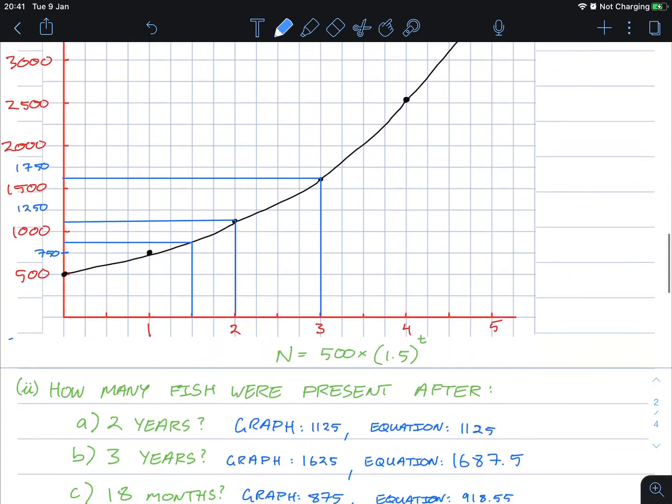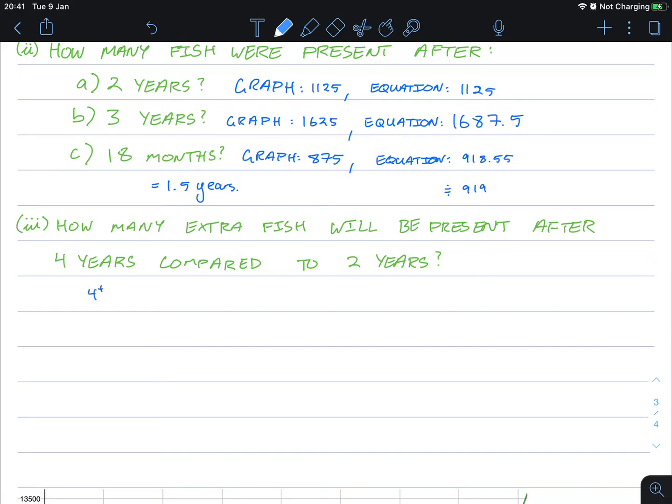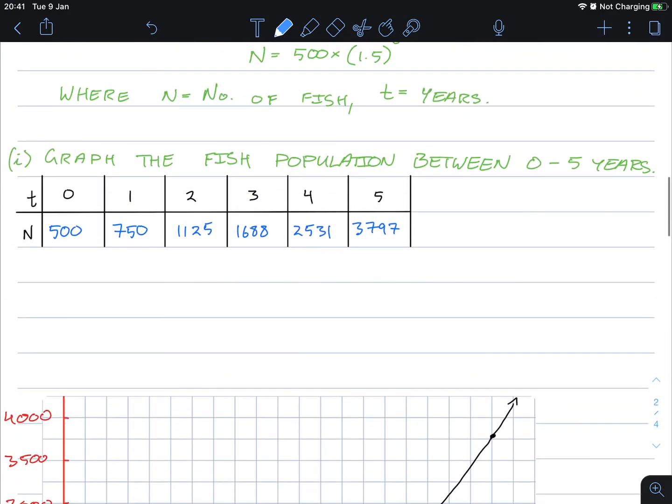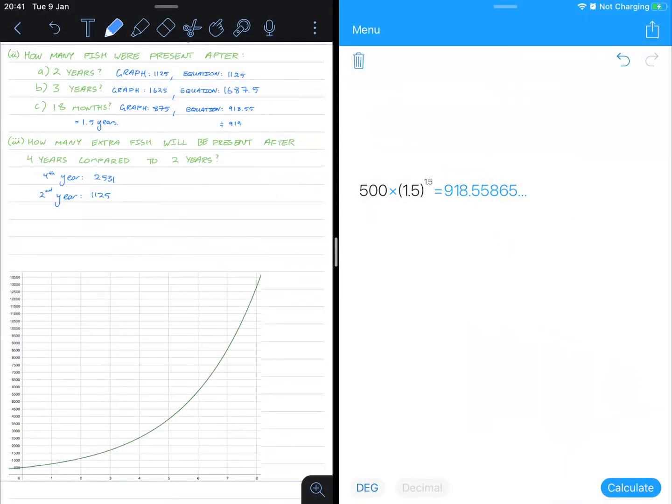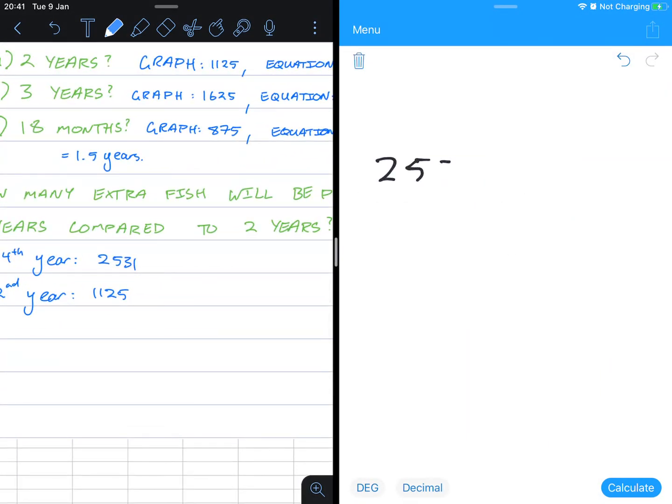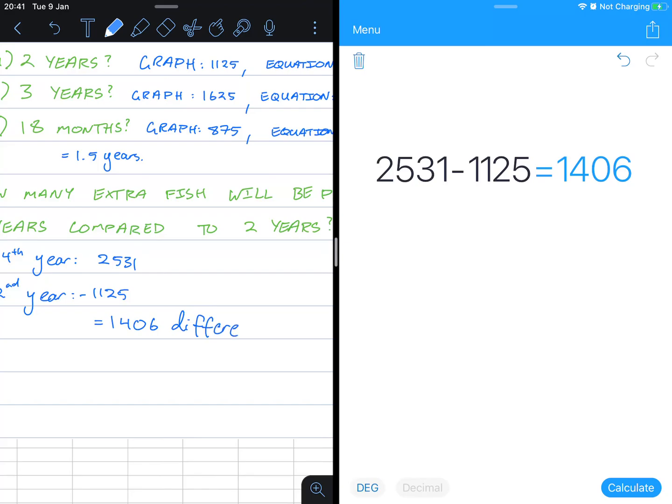So the 4th year, 2531. The 2nd year is 1125. We're going to subtract the two from each other. I'm just using my calculator here. 2531 minus 1125. The difference is, so minusing these two, is 1406 difference.